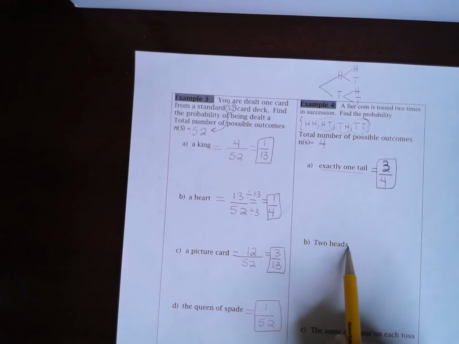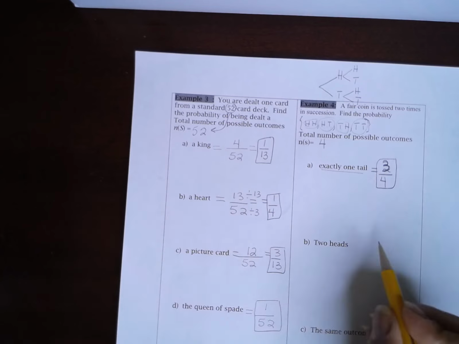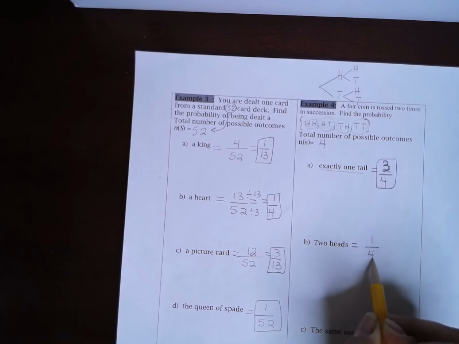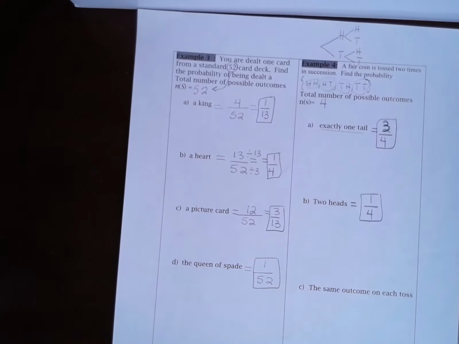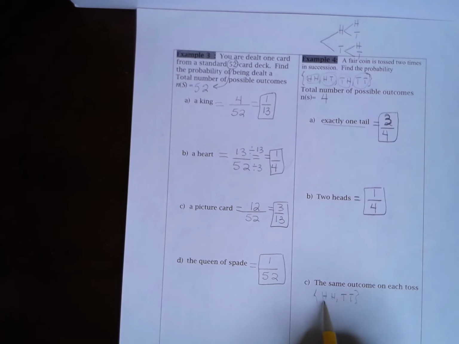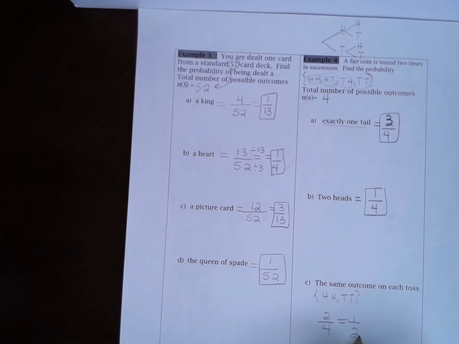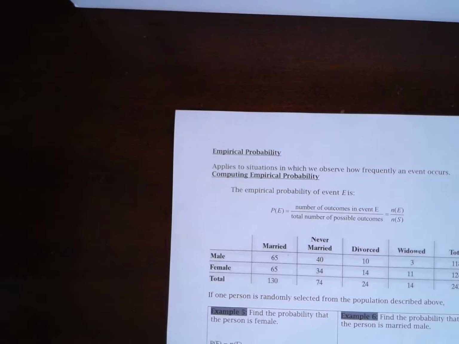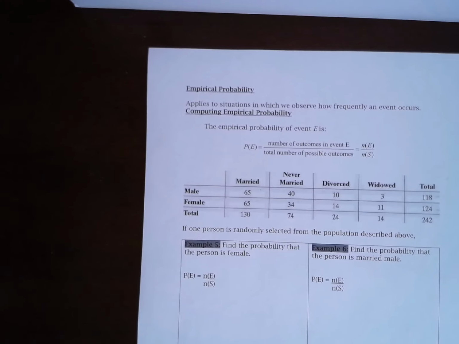On the next one, 2 heads. So there is only 1 outcome that is 2 heads. So that's 1 out of the 4 possible outcomes. The next one, the same outcome on each toss. So if it says the same outcome on each toss, that means that they got heads, heads, or tails, tails. So the number of outcomes that satisfy this is 2 out of the 4. So this is 1/2. Okay, so we're going to continue this section on the next video.